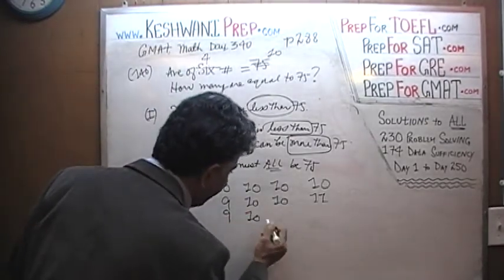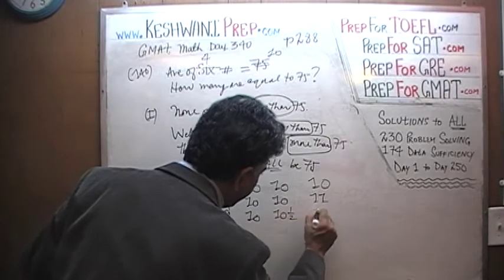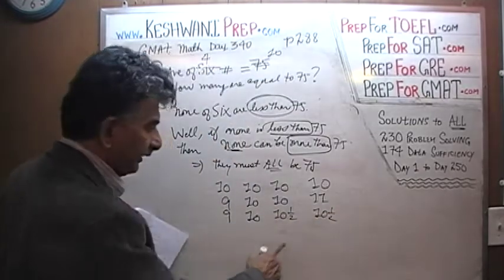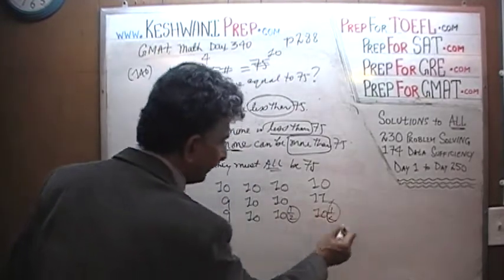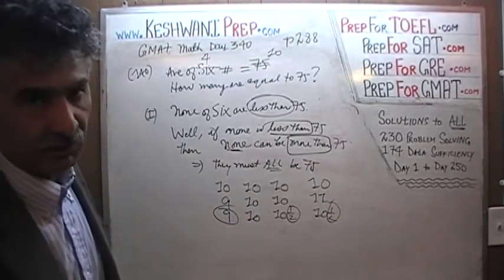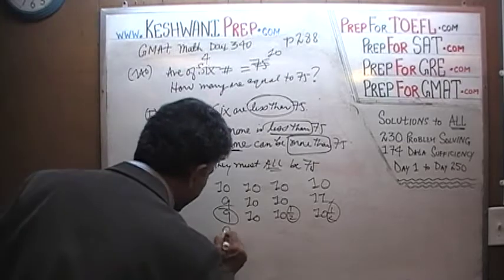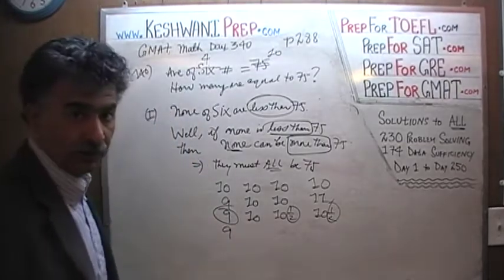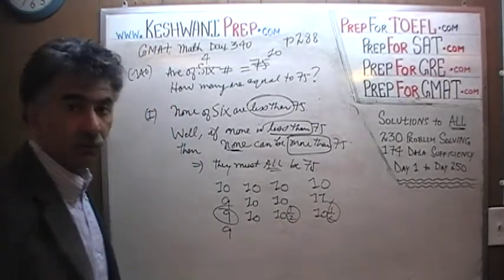We still have 10, and then maybe this guy is 10 and a half, and maybe this guy is 10 and a half. And this half that we see and this half that we see will make up for the fact that this 9 is one less than the 10 that we need it to be. Or another possibility is that they are all more than 10. They are all more than average.